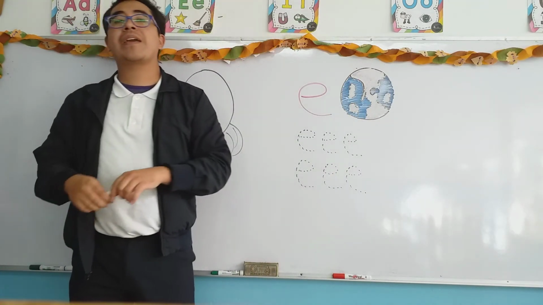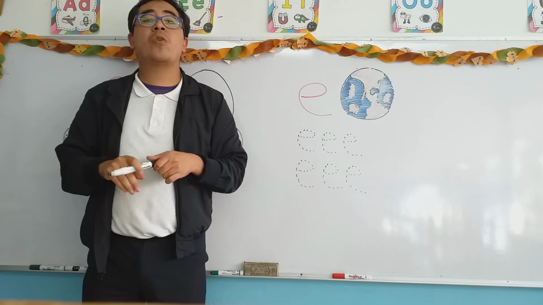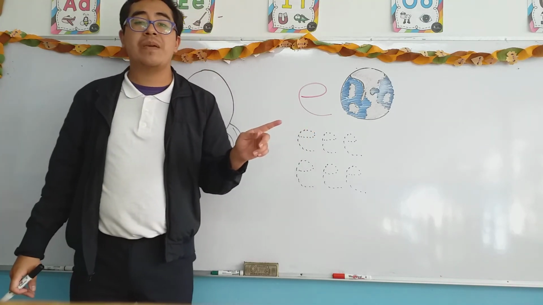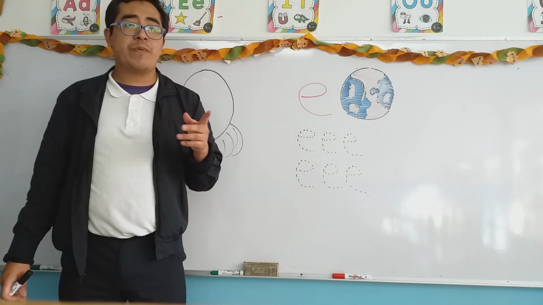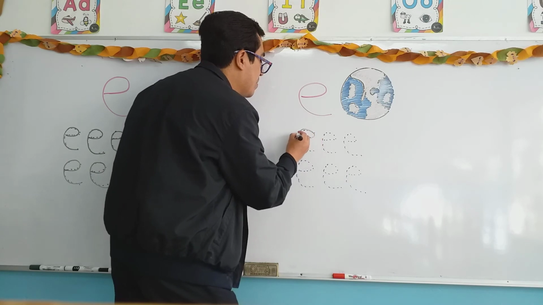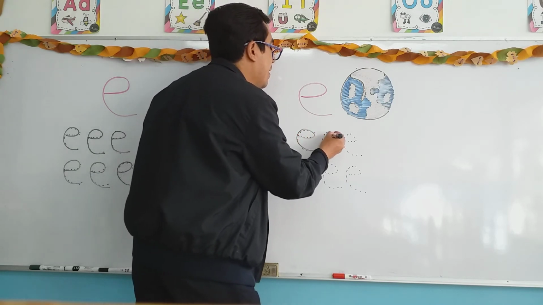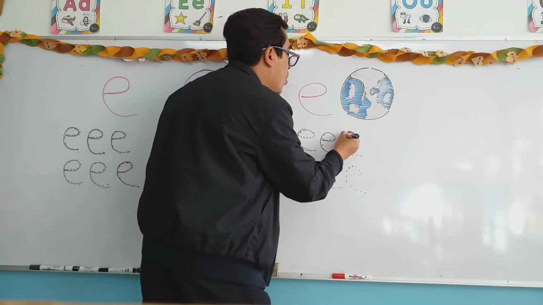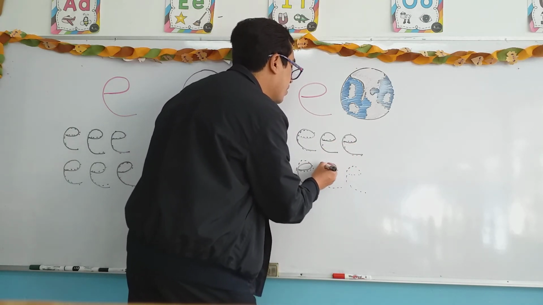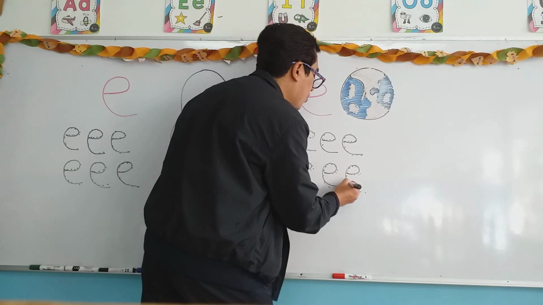Recuerden que nuestra imagen de la Tierra lo vamos a colorear, pero tenemos que empezar primero con nuestro remarcado de palabras. For this, remember, repeat the name of it. Para esto, cuando remarquemos, es importante repetir el nombre de la letra. Small e. Small e. Small e is for earth.